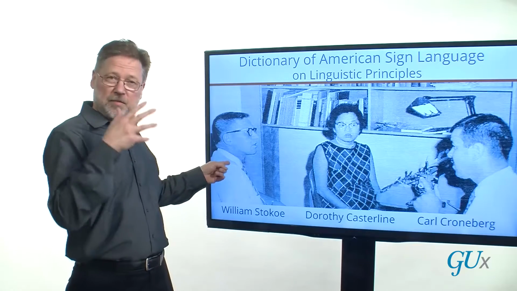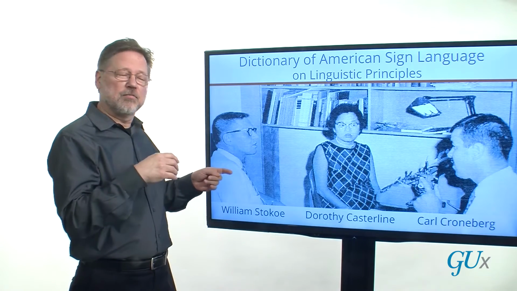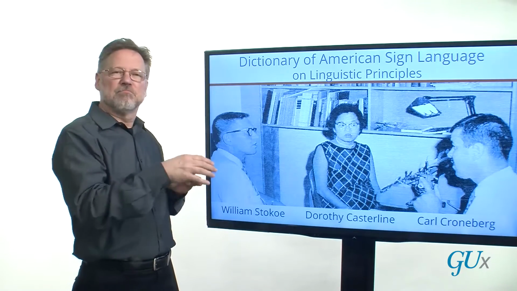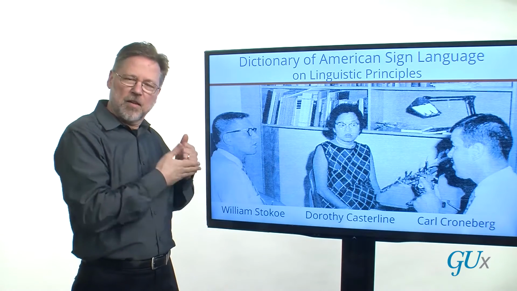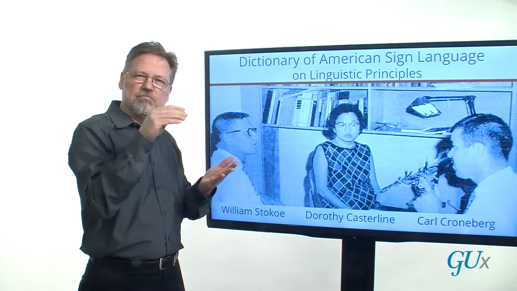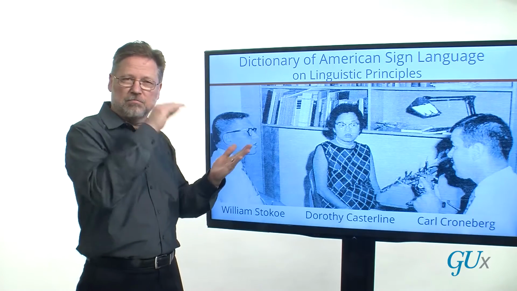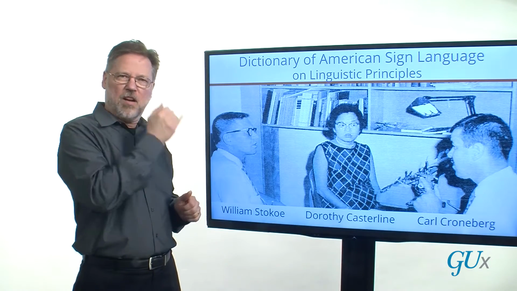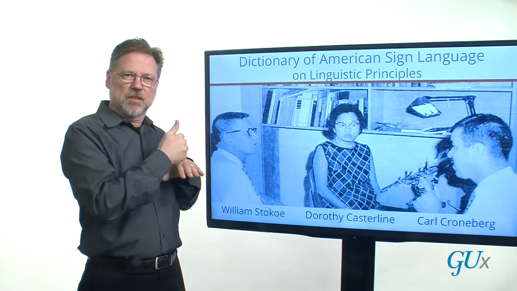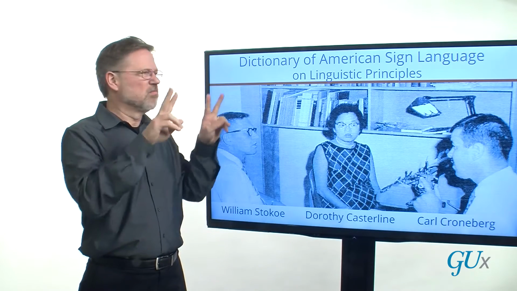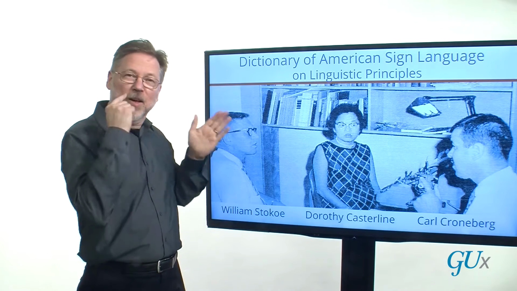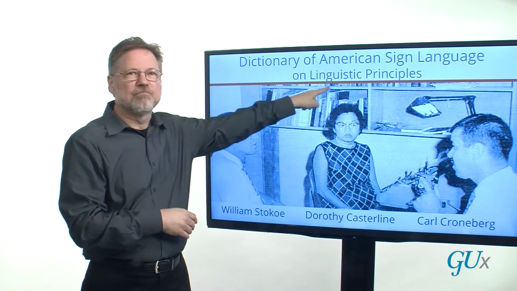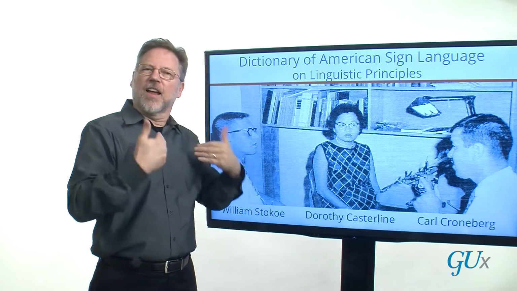Now I'd like to talk about the book that William Stokoe planned and created. He hired two people, pictured here, to assist in notating and cataloging his extensive collection of signs using his newly invented system. The book is entitled Dictionary of American Sign Language. Note the subtitle, On Linguistic Principles.